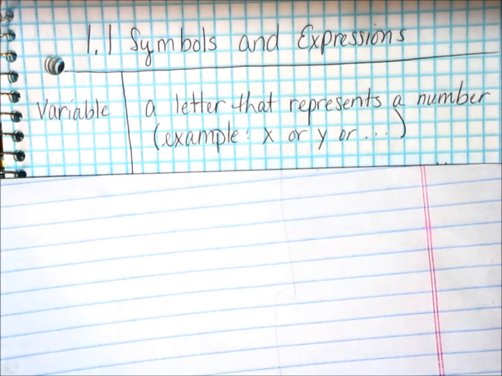Okay, so we're going to start with 1.1 symbols and expressions. We're going to start with the vocabulary, and variable is our first one. That's a letter that represents a number. So when you see in an equation or an expression it says X or Y or any letter you pick, that's considered a variable. It varies. It doesn't always mean the same exact number.